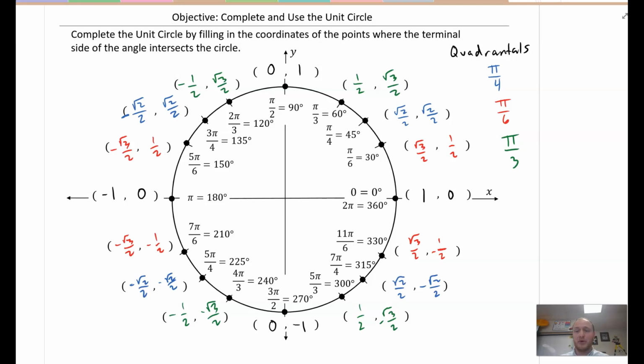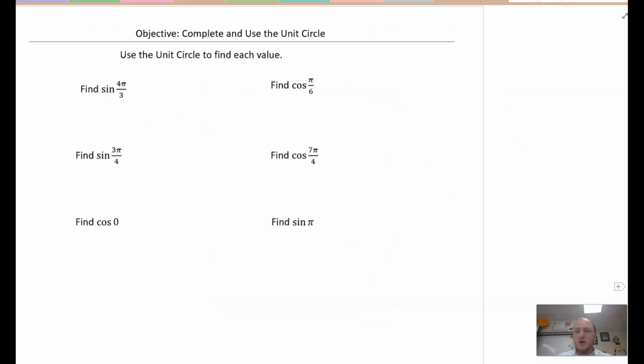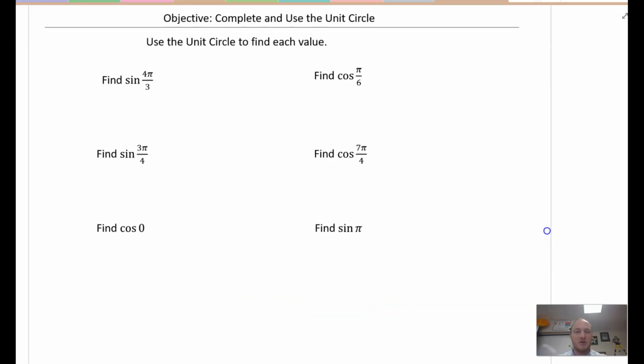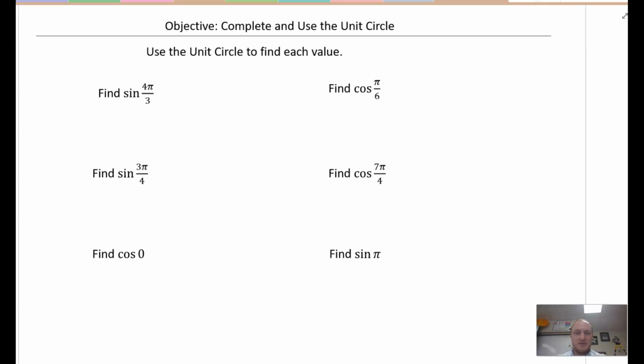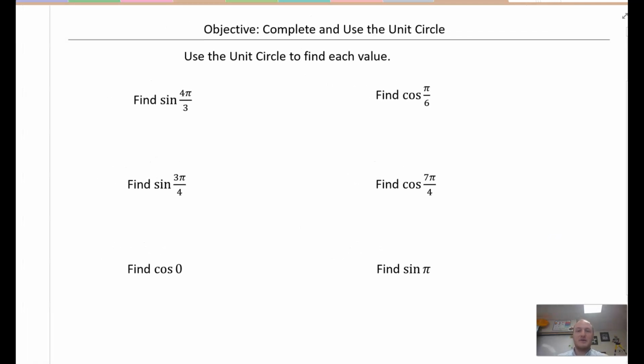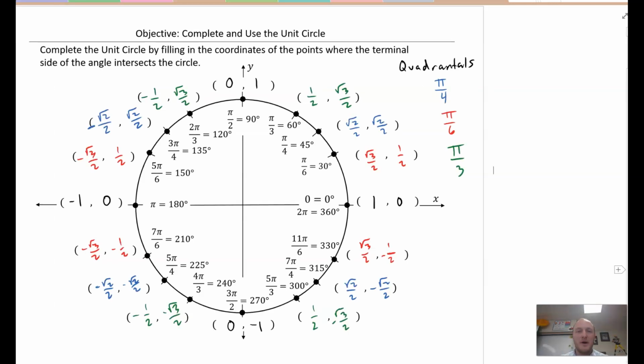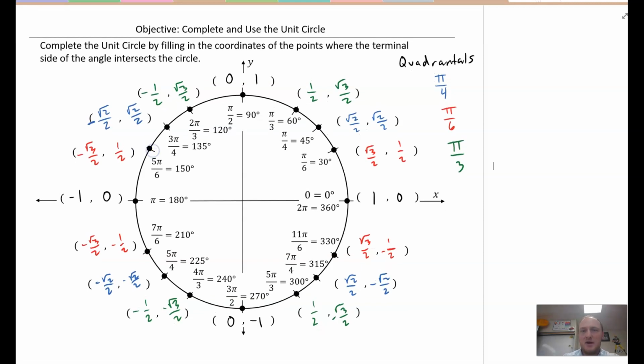So what's the point of having the unit circle? Well, we're going to be asked questions that say find these values, and what we're going to do is use our unit circle. Now, again, the main thing that you must remember is that your x-coordinate is cosine theta. Your y-coordinate is sine of theta.